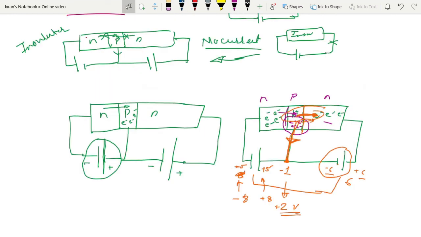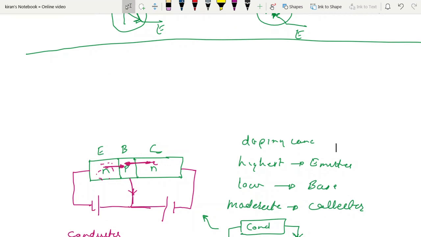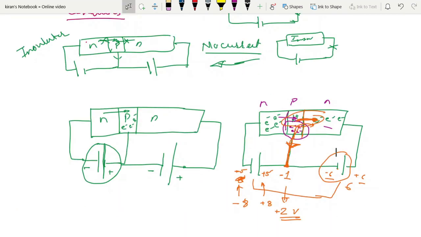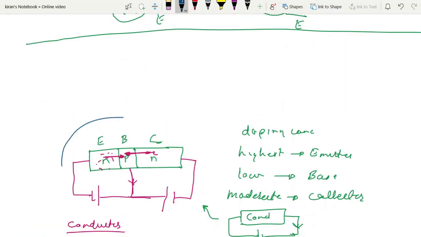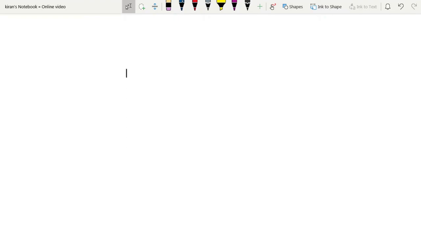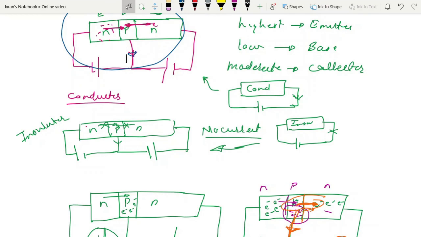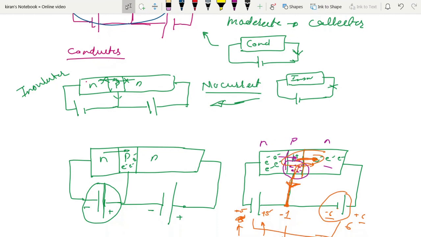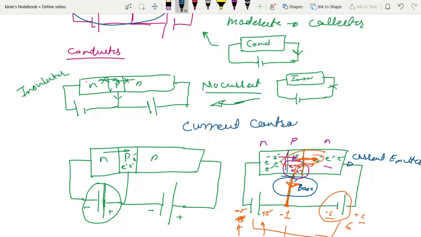So, this is not similar to this particular thing here. When both junctions are forward biased, in this particular condition, I cannot control this flow of current. But here, when one junction is forward biased and another junction is reverse biased, I can control the flow of current. And depending on how much current is flowing through the base region, I can calculate how much current is flowing through the emitter. Right? And because I can control the operation of this device by controlling the current flowing through the base, this is known as a current controlled device.